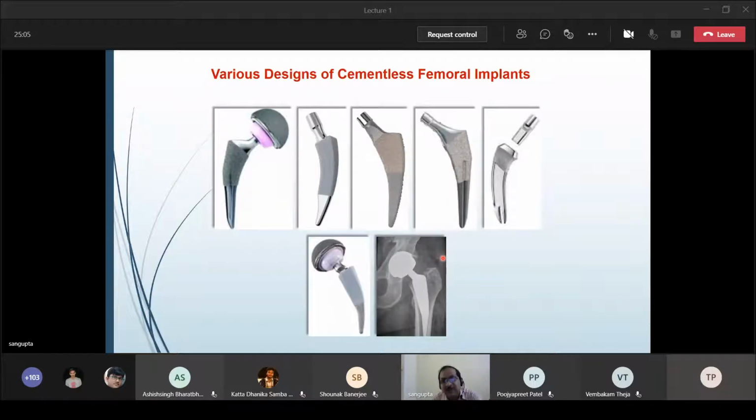Now, varieties of design of uncemented femoral implants have evolved in the market over the years. And you can see that the orientation of the implant is completely different. There are different shapes, different sizes. We should talk about shapes if we talk about designs. So over the years, many things have been reported, many problems, and accordingly, new designs have evolved in the market.